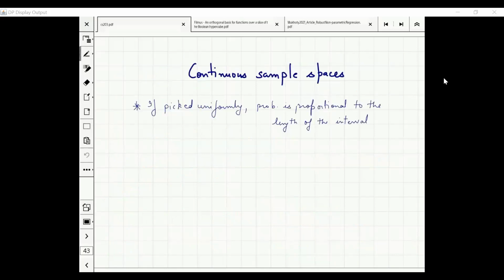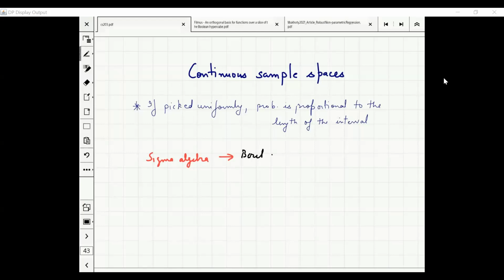Whenever we have continuous sample spaces, you saw that we were not able to assign a probability to a single point. That was creating a problem. And then we said that we will have a different sigma algebra. What was the sigma algebra? What was it called? Borel sigma algebra.